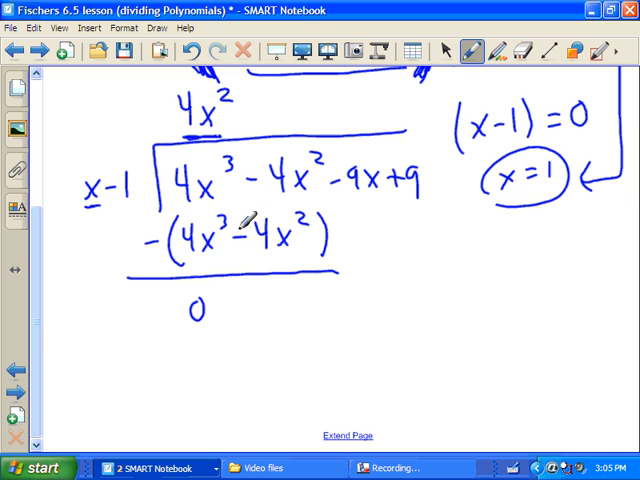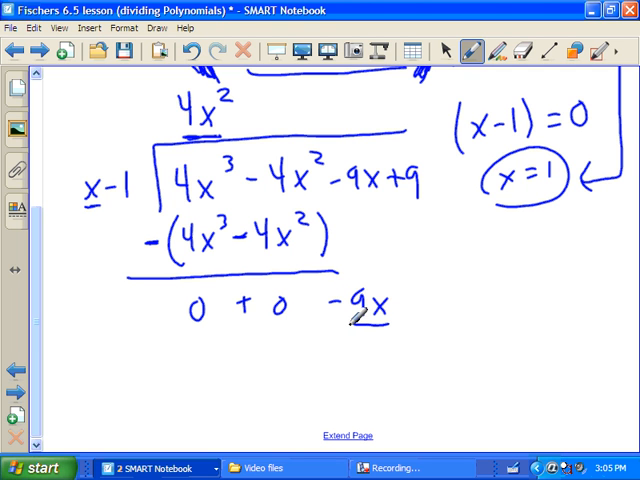Minus 4x squared minus a minus. Well, this one here is really a plus, right? Two minuses make it a plus. So minus 4x squared plus 4x squared. Oh, that also gives me a 0. That's nice. Now I bring down a minus 9x. What it tells me is there's no term up here that has x in it. We don't need it. Because now I look at my next one.